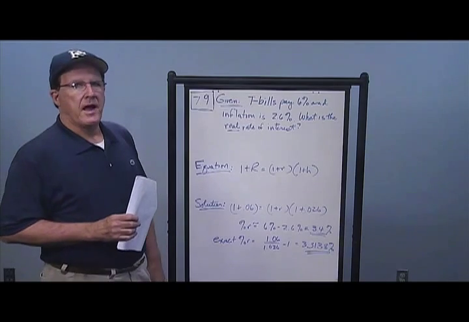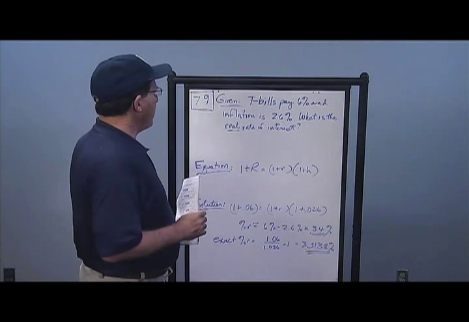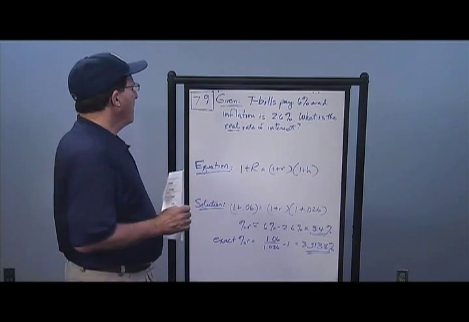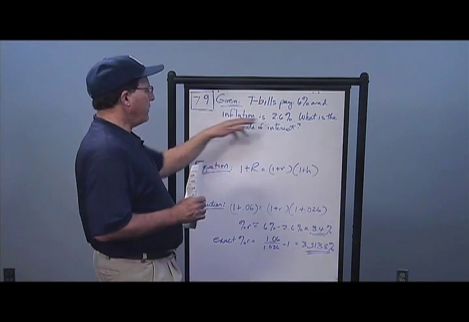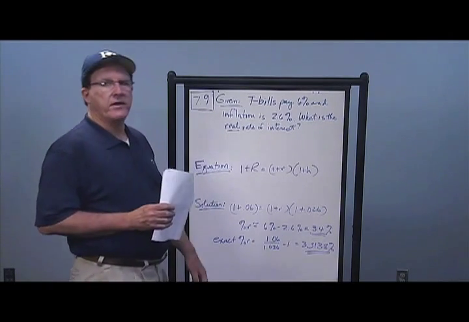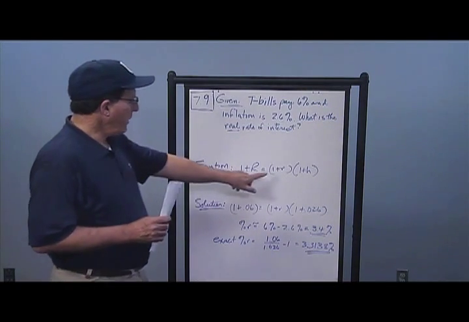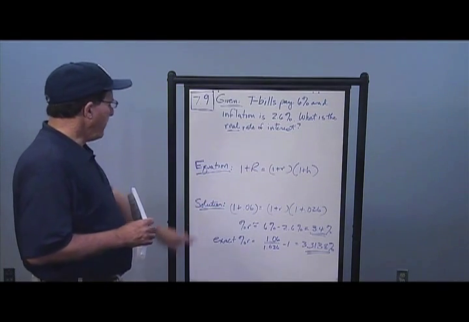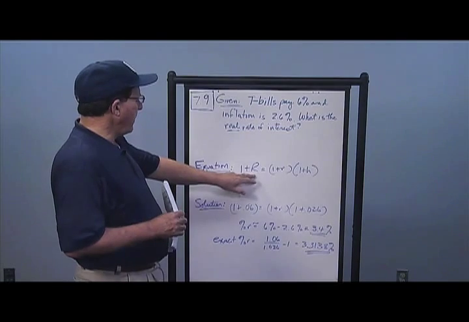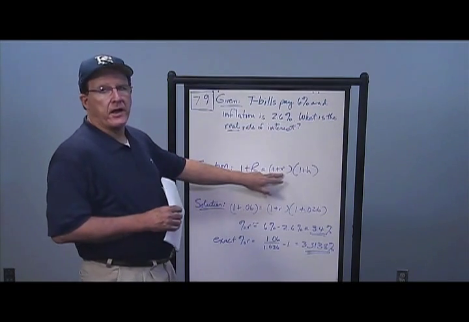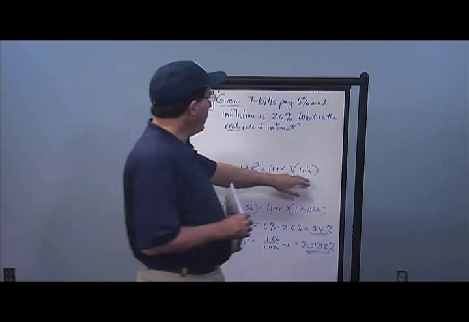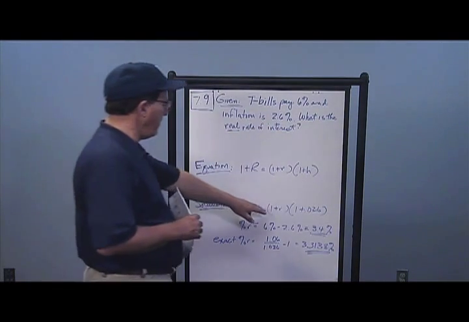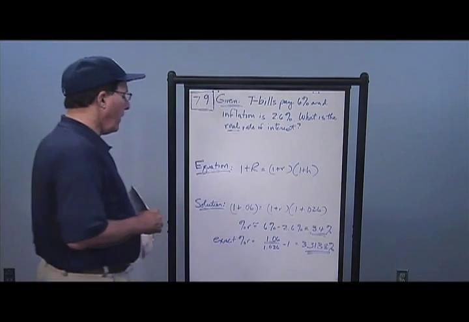On problem number 9, we're going to solve for the Fisher effect. T-bills are paying 6% nominal, which means total, and inflation, letter h, is 2.6%. What is the real rate of interest, little r? So we're looking for little r in this exact Fisher equation. For big R, the nominal rate, I plug in 6%. For little r, I plug in r. That's the variable I'm trying to solve for. And for h, I plug in 2.6%. So 1.06 equals 1 plus r times 1.026.